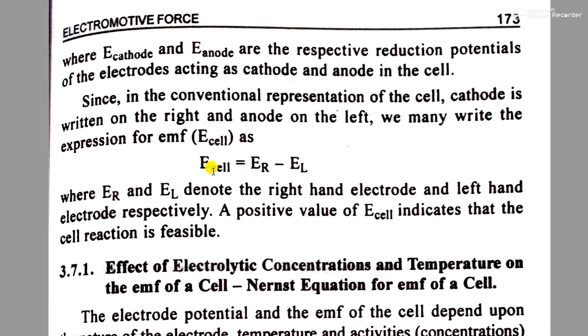So if a positive value of EMF or E of a cell is obtained, it means that the cell reaction is feasible. We have learned about how to determine the feasibility of a cell reaction.